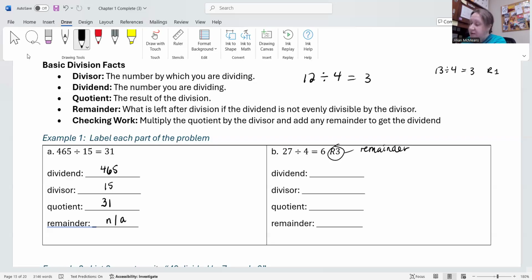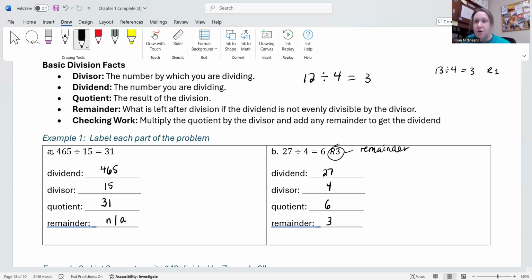Okay. So the dividend here is 27. The divisor is 4, the quotient is 6, and then the remainder is 3. So I have 27. I want to break it into 4 equal size groups of size 6. Unfortunately, there's going to be 3 little odds and ends left over.